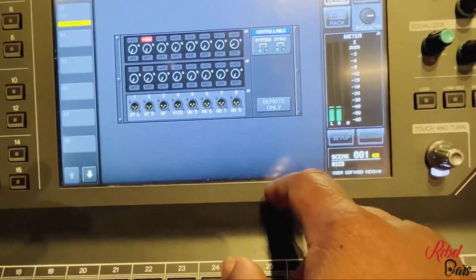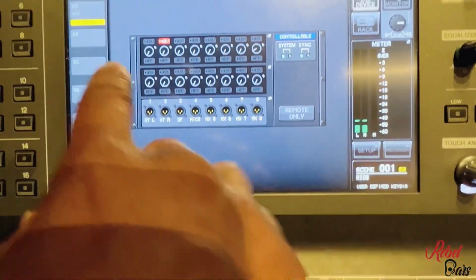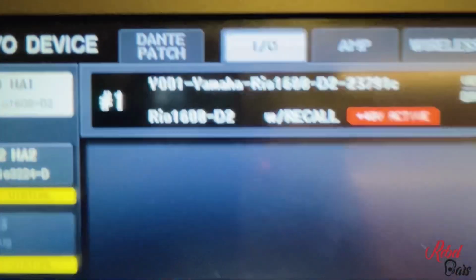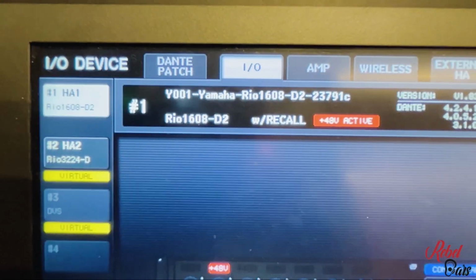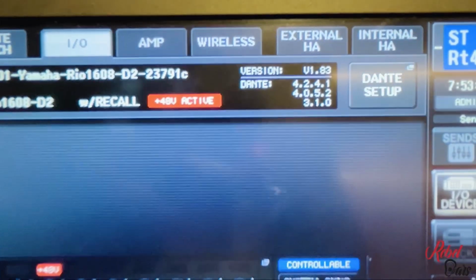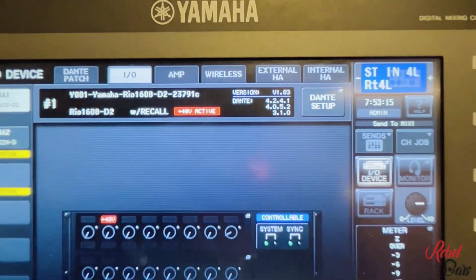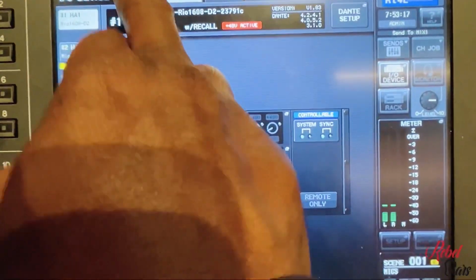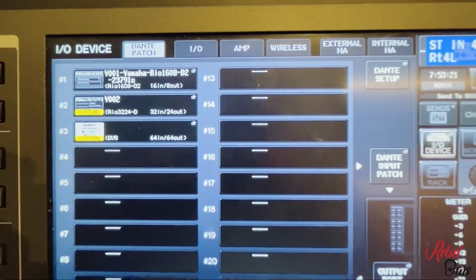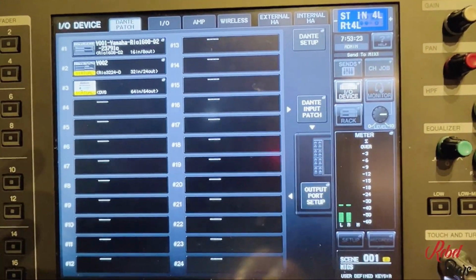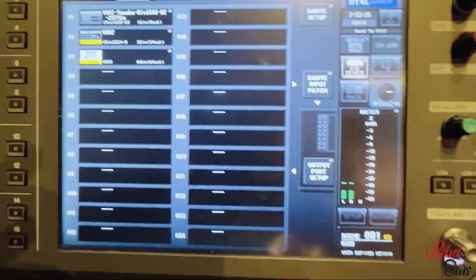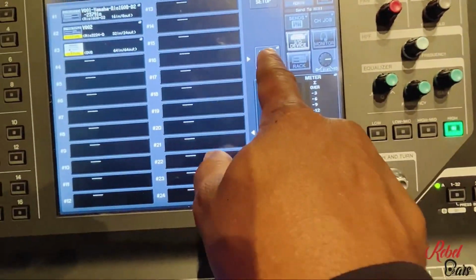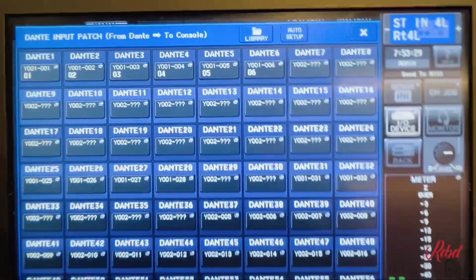All right, so just going through this is the Rio. This is how your Rio would look. As you can see, Yamaha Rio 1608. All right, 16 inputs, 8 outputs. This is my Dante setup. This is a really advanced setup. This is not the old school hardwire way. You really need to be savvy in network. All right, anytime you're dealing with Dante or anything like that, you really need to be savvy in network.